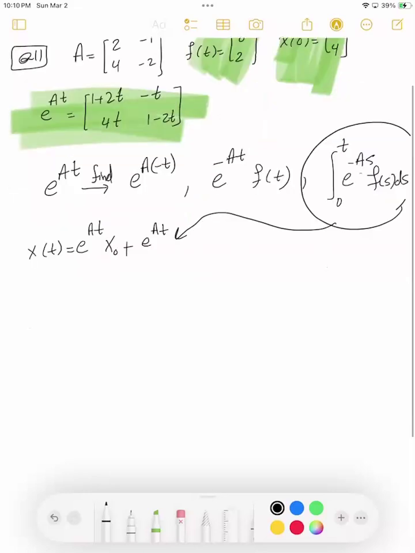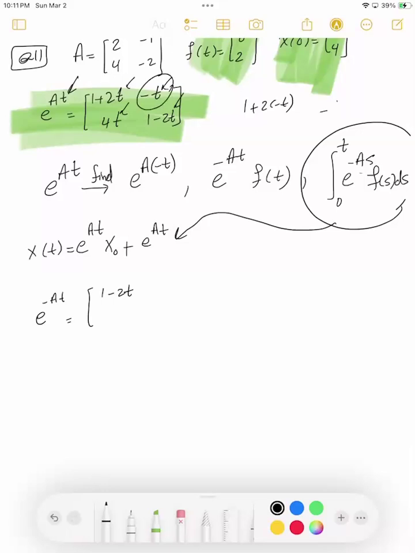First, we substitute negative t for all of these. We get e to the power minus At is equal to: 1 plus 2 times negative t becomes 1 minus 2t. This one, we have negative t, which becomes positive t. Here, we substitute negative t and get negative 4t. Here, we get 1 minus 2 times negative t, and negative, negative makes that 1 plus 2t.